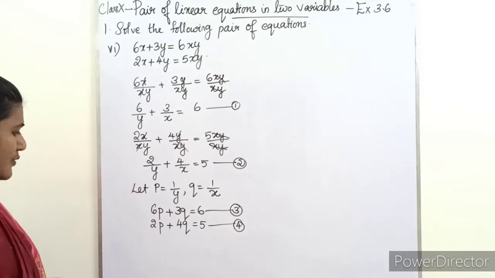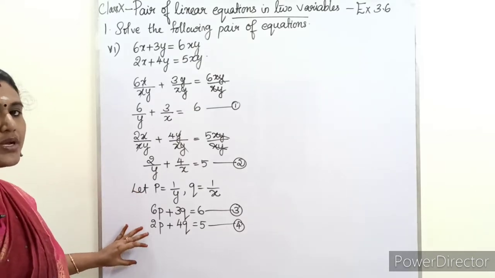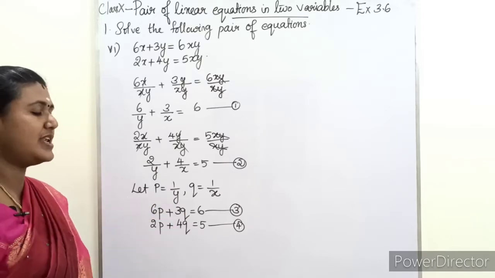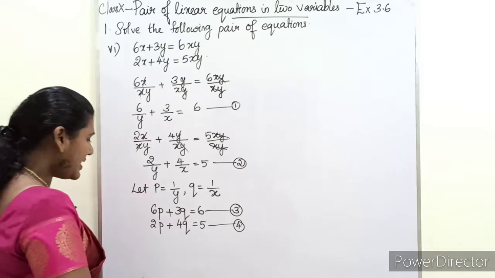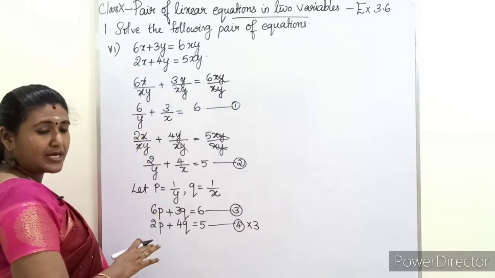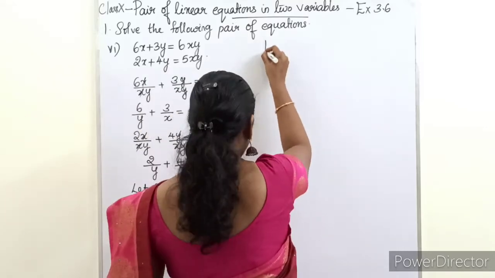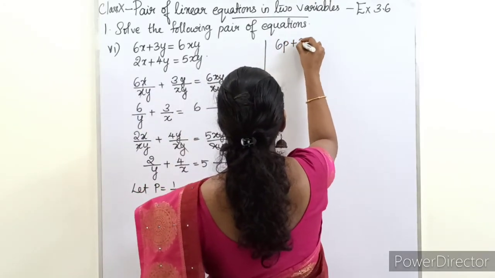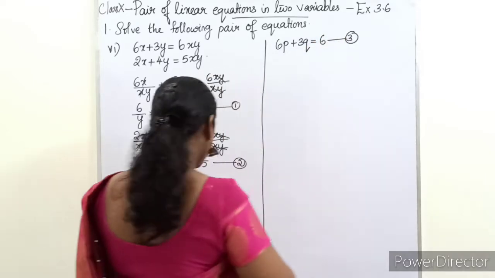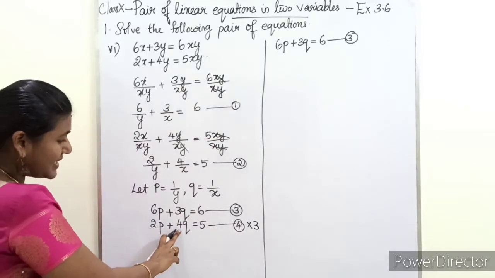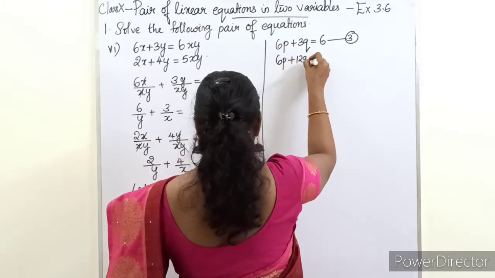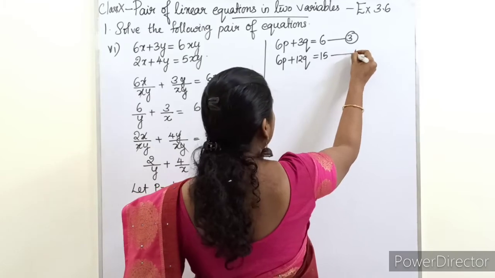Now here if you see, we have to make the coefficients same. I am going to solve this using the elimination method, so we have to make the coefficient of any one of the variables same. So I am going to multiply equation 4 by 3 so that the coefficient of P will become same. So 6P plus 3Q is equal to 6 is the third equation, and the fourth equation after multiplication we will get 6P plus 12Q is equal to 15. So this is the next equation, fifth equation.